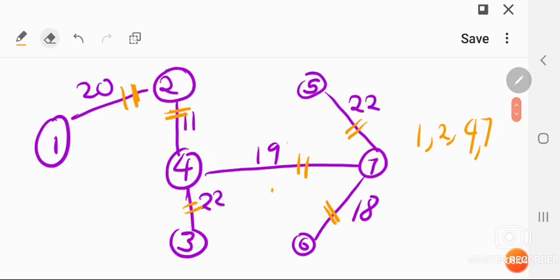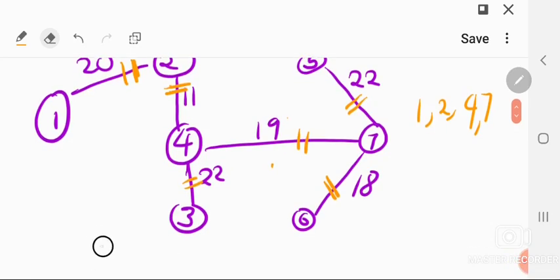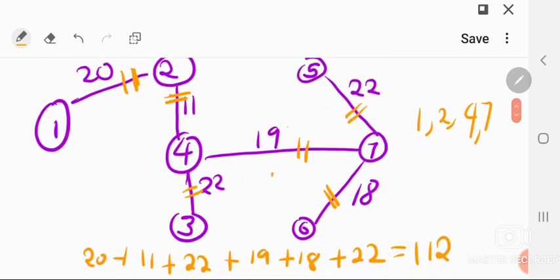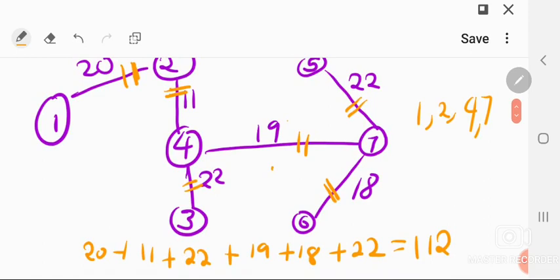After you're done, it will just be a matter of summing up the total weights on all the edges that you have picked. So it will be 20 plus 11 plus 22 plus 19 plus 18 plus 22. Just ensure you've picked all the numbers. Then you add up. Just getting my calculator as well. So you get 20 plus 11 plus 22 plus 19 plus 18 plus 22. 112 is the answer I'm getting. So just be sure that you've picked everything correctly, and that should be your answer.